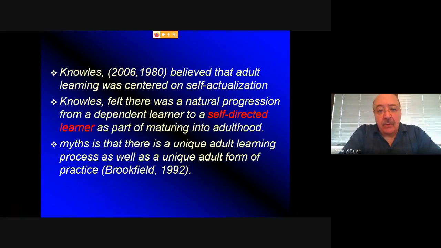All right, Malcolm Knowles started publishing back in the late 50s and 60s and was very prominent in publishing through the 70s and 80s. He passed away in 1998, and they're still publishing a couple of his books, and there have been some new editions. He started publishing a book, The Adult Learner, in the latter side of the 90s before he passed, and it has continued being published now. But he believed that adult learners were centered on self-actualization.